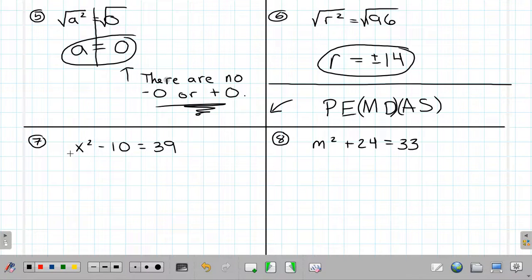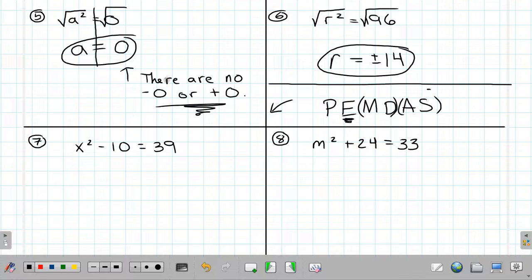Meaning, if we have x here, what are we doing to x? We're squaring it, then subtracting 10. In order of operations, exponents come before subtraction. That's what the E in PEMDAS stands for, exponents. So we have to raise x to the second power, then we can subtract 10.